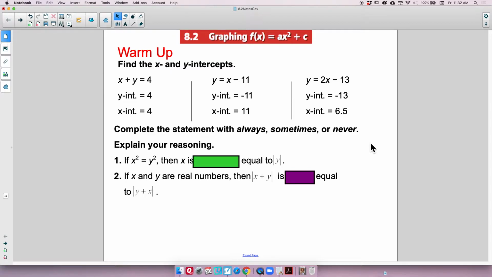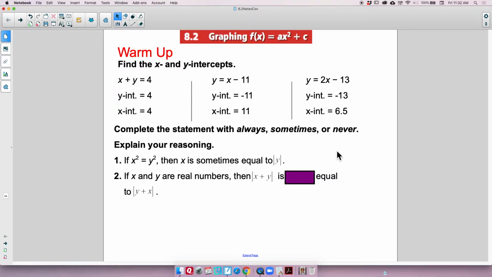Okay, complete the statement with always, sometimes, or never. Explain your reasoning. If x squared equals y squared, then x is sometimes equal to the absolute value of y. Why would that be, or the reason for that, excuse me. So think about it. x could be the opposite of y, right? And in that case, it would be different than the absolute value of y.